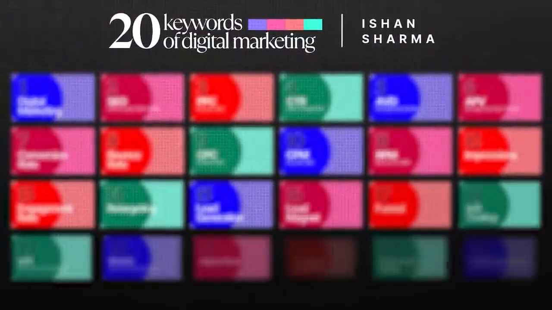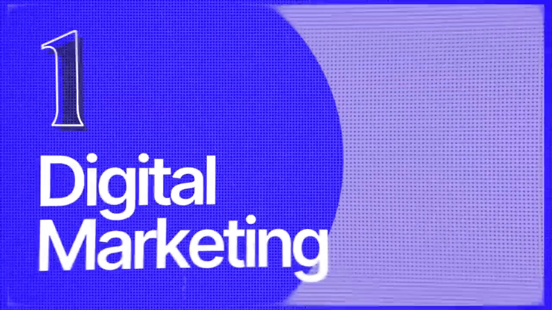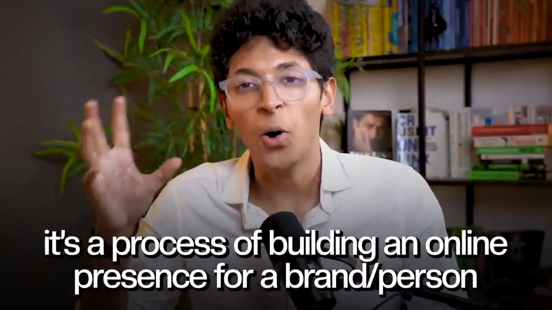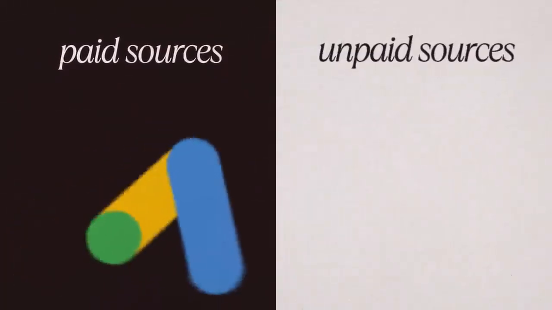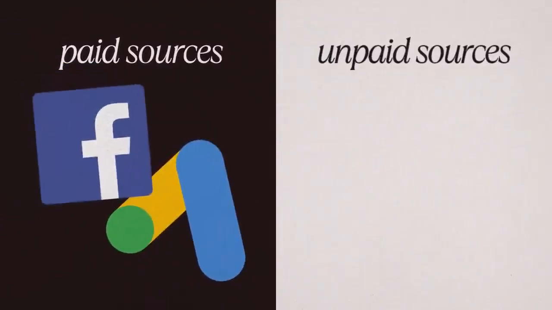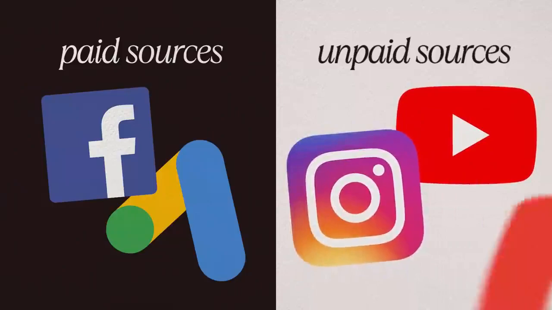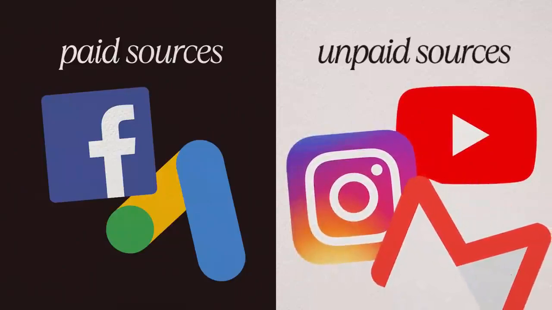There are 20 keywords which you need to know to get started. The first one is digital marketing itself. It is the process of building an online presence for a brand or for a person. It can either be done through paid or unpaid sources. Paid could be Google ads, Facebook ads, and free could be creating a YouTube channel, creating an Instagram account, creating email marketing newsletters, and so much more.